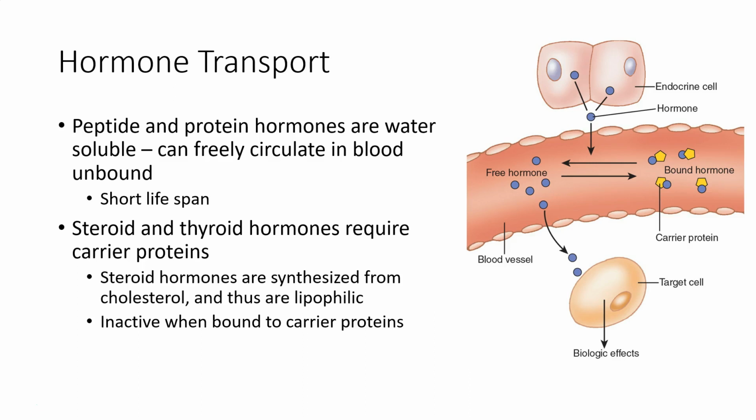Our fat-soluble or lipophilic hormones are things like steroid and thyroid hormones. These fat-soluble hormones require carrier proteins, so they need a chaperone to carry them through the blood. These hormones are lipophilic or lipid-soluble because they're synthesized from cholesterol. And when they're bound to carrier proteins, these hormones are not active.